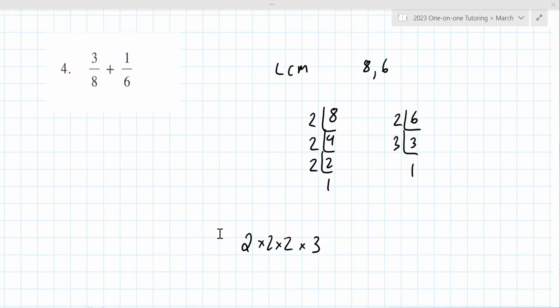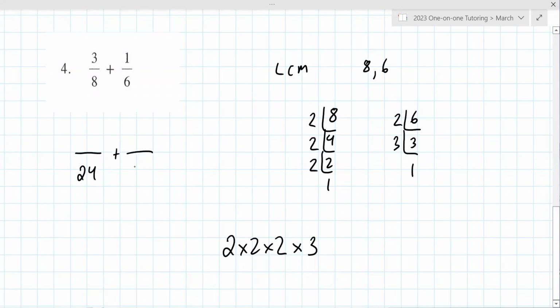So what does your factor ladder look like? 2 times 2 times 2 for 8. Okay, so you start with that one. You start with 2 times 2 times 2. Then you look at the next one, and you've got a 2, but you've already got it there, so you just put the 3 in. And then multiply. So that's 24.